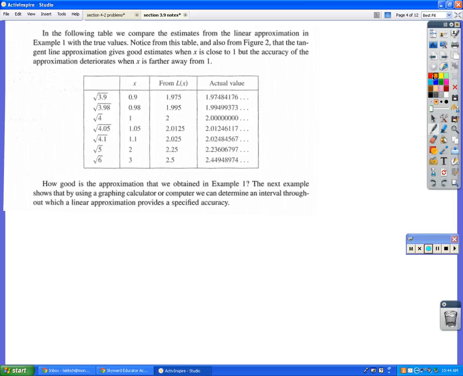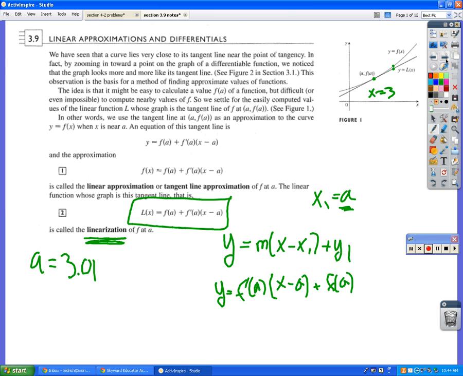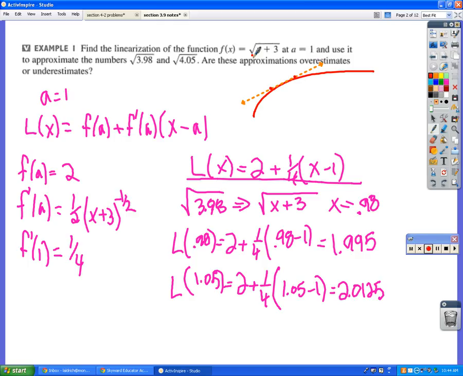What's your question? You use the 0.98, and I understand that part, but why is it what it is? Because the function that we made the linear approximation of was the square root of x plus 3. So if I want the square root of x plus 3 to equal the square root of 3.98, and I solve that for x, I would find out that x equals 0.98. Okay?